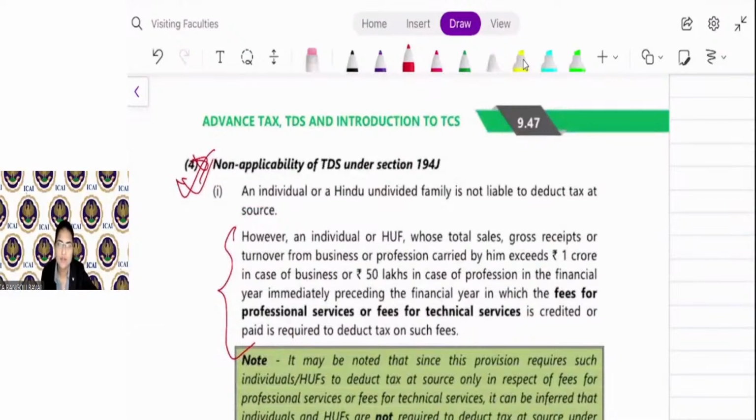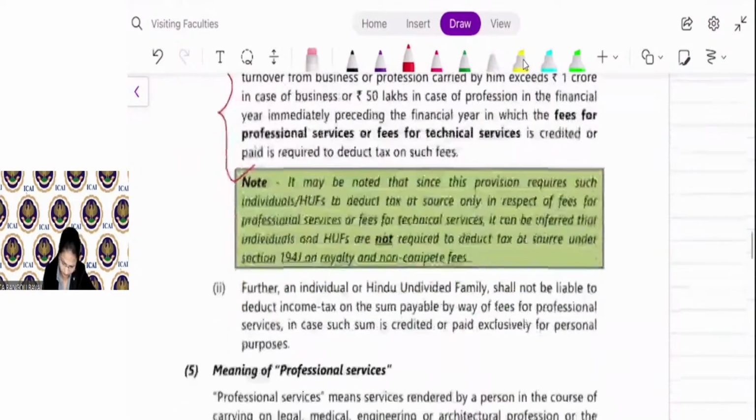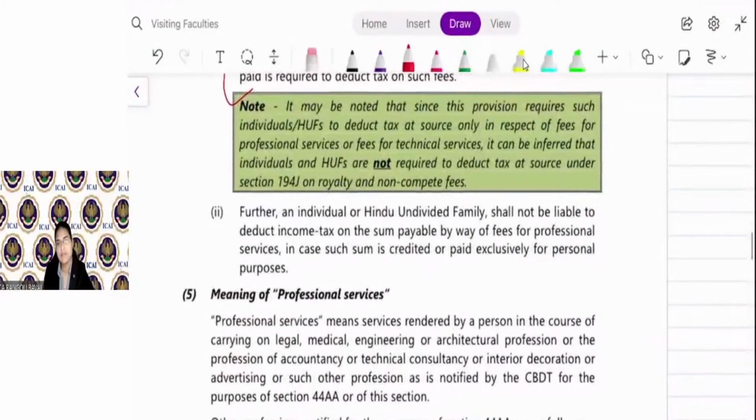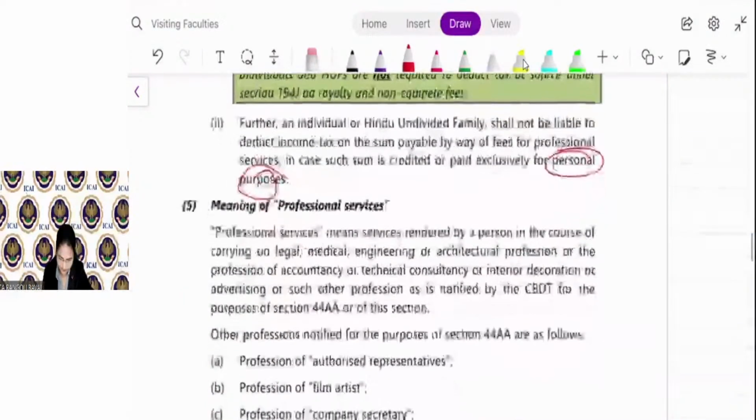Here the provision is given that if you are an individual and your turnover in last year is more than 1 crore, then TDS is required to be deducted under section 194G. And if you are obtaining this professional service for personal purpose, then TDS is not required to be deducted.